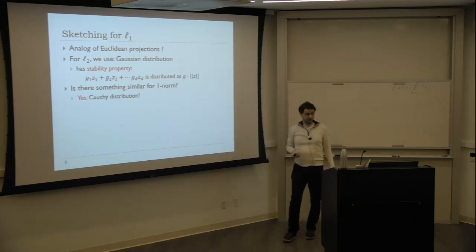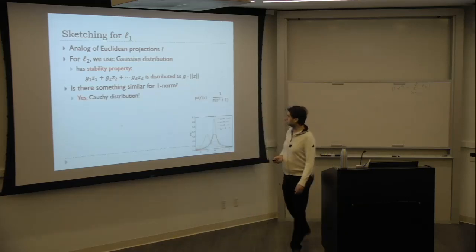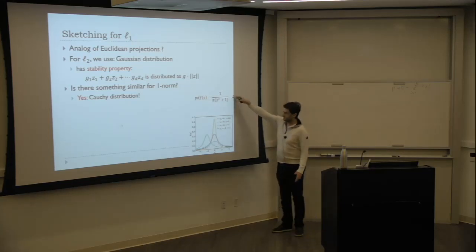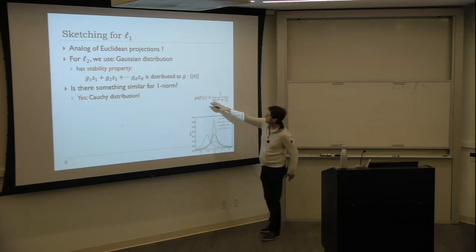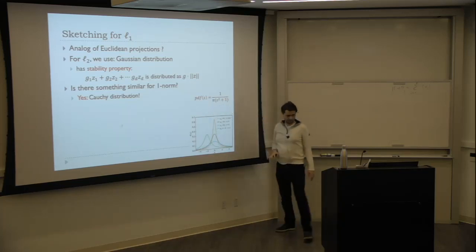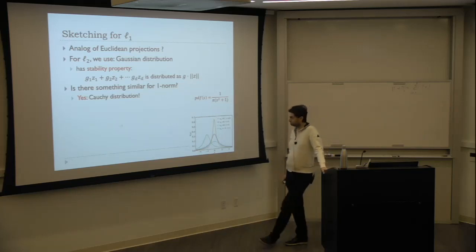It turns out that yes, there is a distribution. It's called the Cauchy distribution. Here is its PDF. It won't really matter for us. This is how it looks pictorially, but roughly, the PDF of s is 1 over s squared plus 1, up to normalization. Okay, good. So what does it mean?